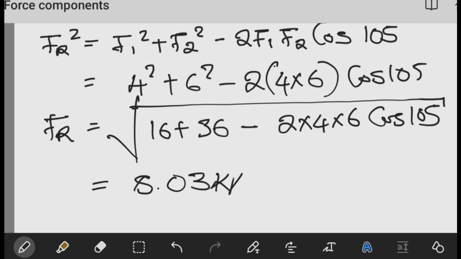The resultant force FR is going to come out as 8.03 kilonewtons. Since F1 and F2 are in kilonewtons, we expect FR to also be in kilonewtons. So this is what we're finding. Once we have found this, the next part was to find the direction.